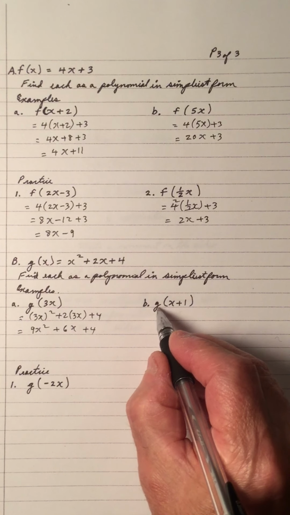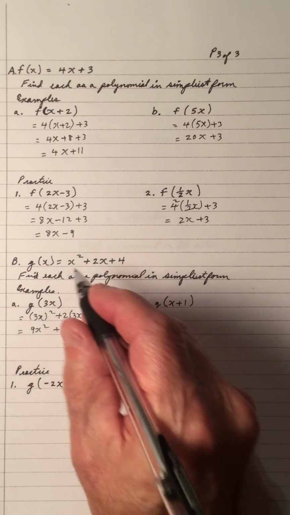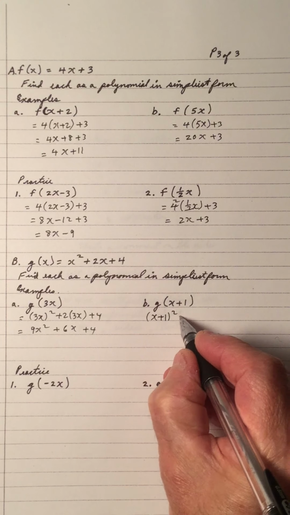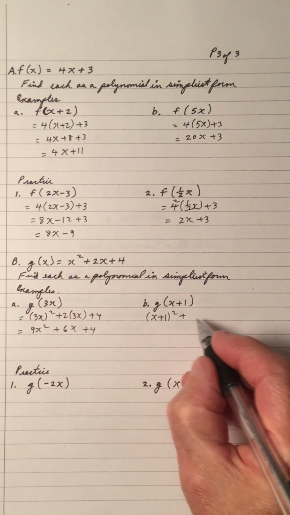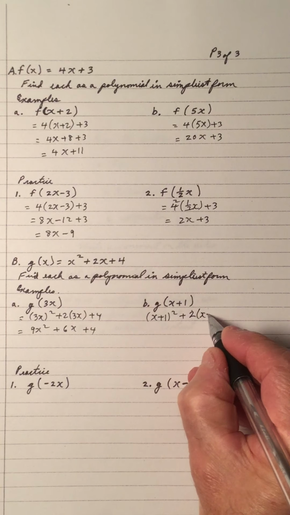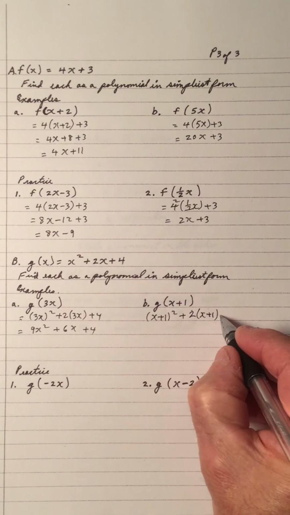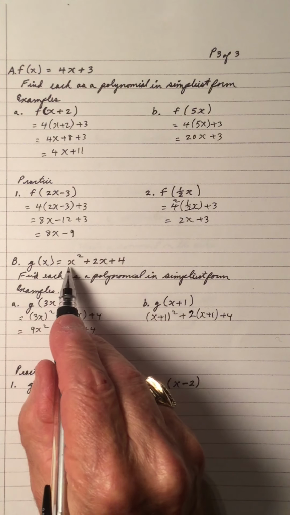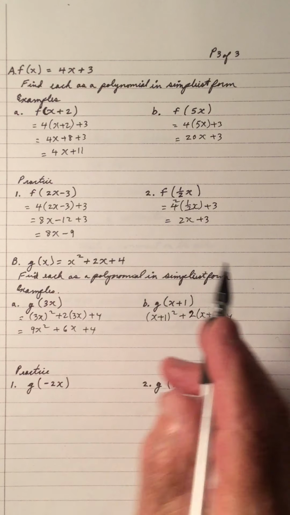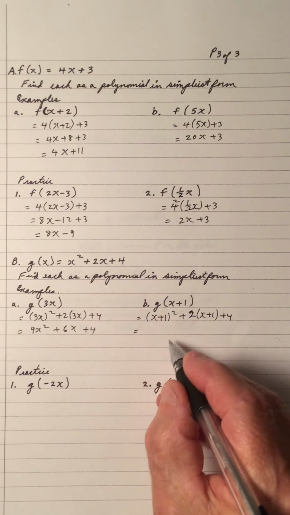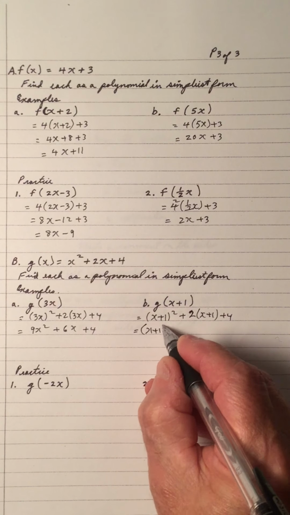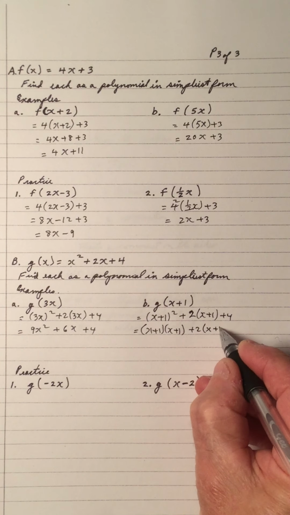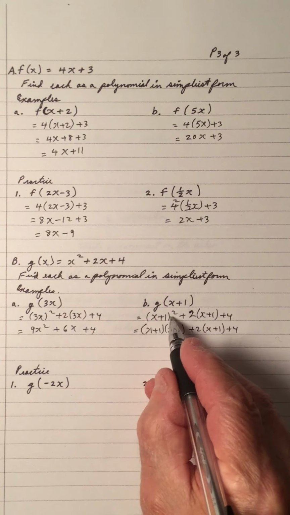And we have b here, the g of x plus 1. So I'm putting an x plus 1 right here in brackets, x plus 1 squared, add on 2 times x plus 1, plus 4. So again, just go over it. I put x plus 1 right here in brackets, I put x plus 1 here in brackets, and now I'm going to simplify. So I have an x plus 1 times x plus 1. Now I write that down so I won't make an error. I write this out twice.